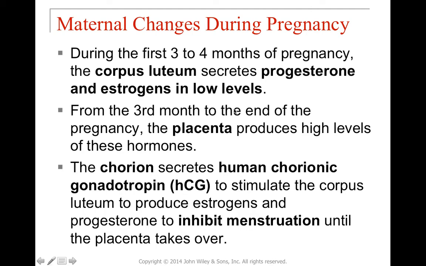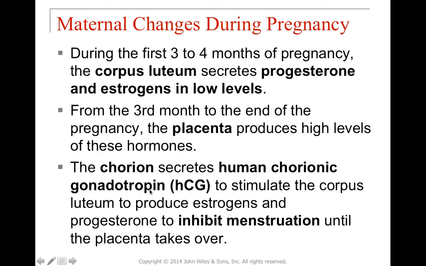However, in the case of pregnancy, there is a signal that's given to that corpus luteum to continue to secrete the progesterone and estrogens, and it will do that for about 3 to 4 months until the placenta takes over. So the corpus luteum is actually going to be kind of the surrogate for the placenta hormonally for the first 3 months of pregnancy. Now, the chorion is going to secrete human chorionic gonadotropin.